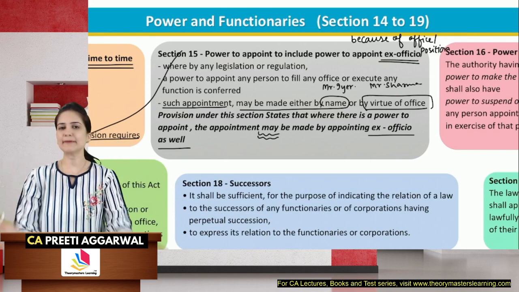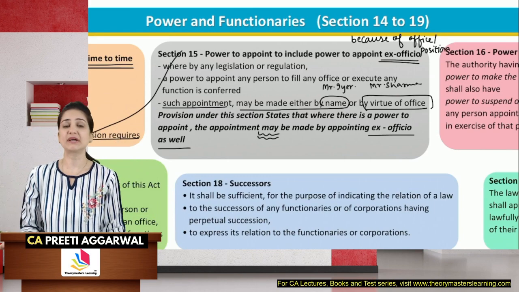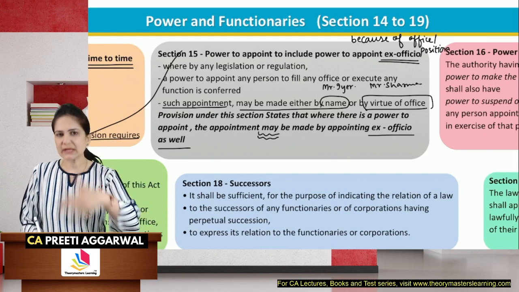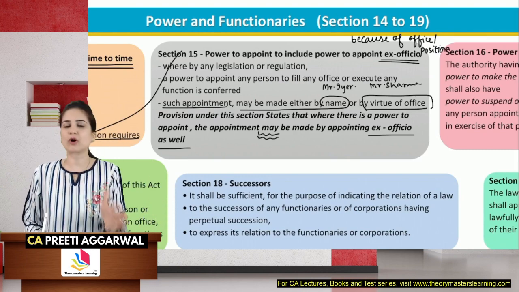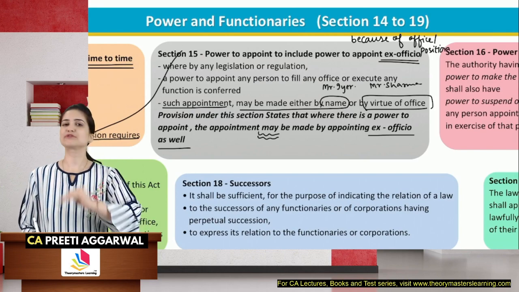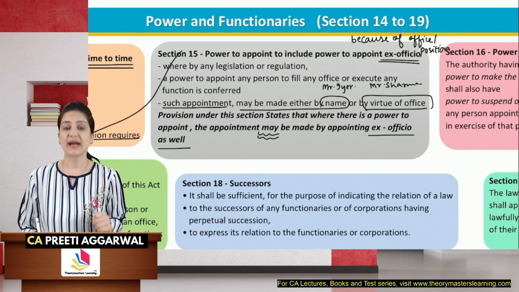He is an automatic member of that committee. You need not question his authority. He is a natural choice. He automatically becomes a member of that committee just because he is the commissioner, just because he is in that office. It is because of his position. So that person is an ex officio.